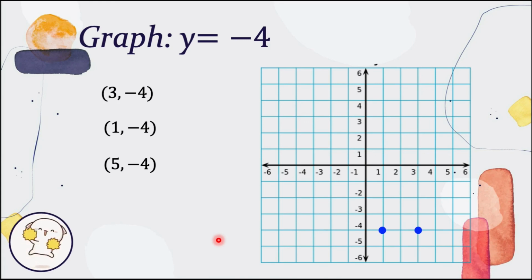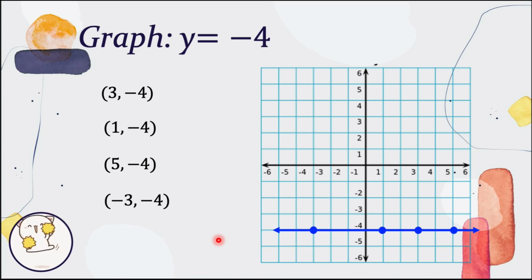And you can choose any real numbers for x. So (5, -4), it's there. And I can also set (-3, -4). It's on the third quadrant. And to represent the graph of y is equal to negative 4, I will just draw a horizontal line.